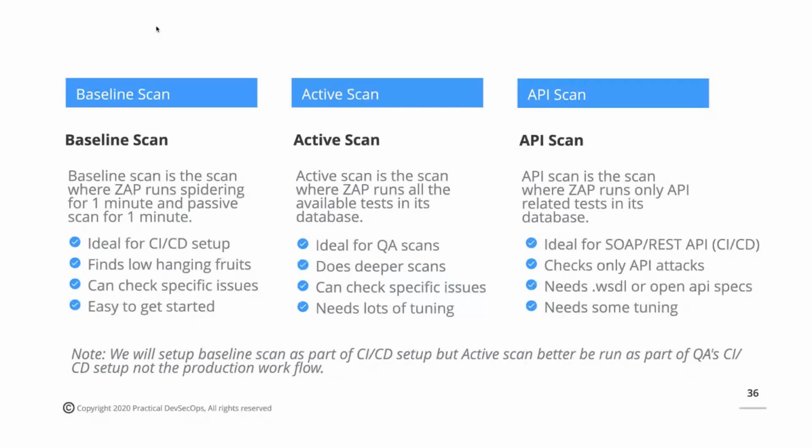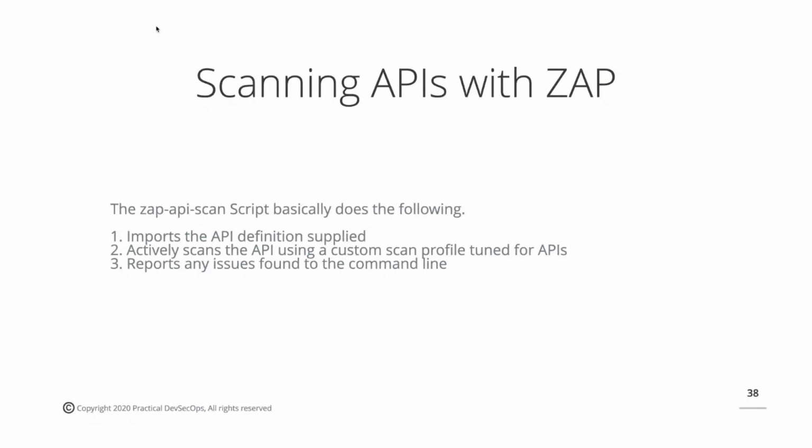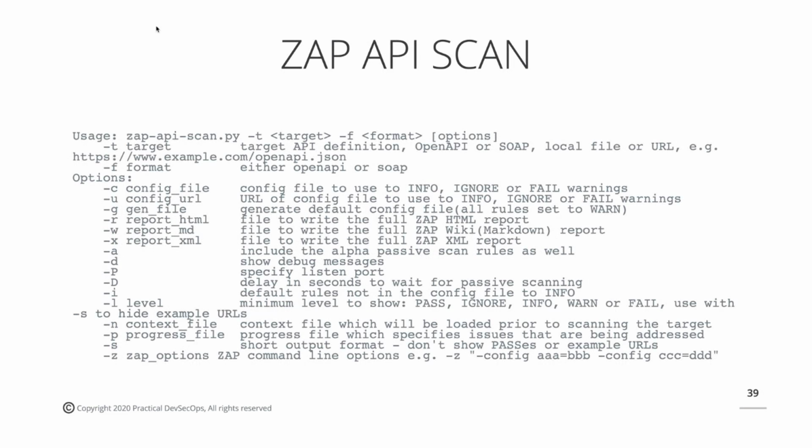If you do not have these, you have to construct all of these things manually or use the QA scans which we have seen, and it does need some tuning to work with it. Now, this is the example which I showed you. That's the command line to use it. And this is what is happening behind the scenes. It is importing the API definition and actively scanning the API endpoints using a custom scan profile tuned for APIs, and then finally reporting these issues on the command line. And these are the different command options.